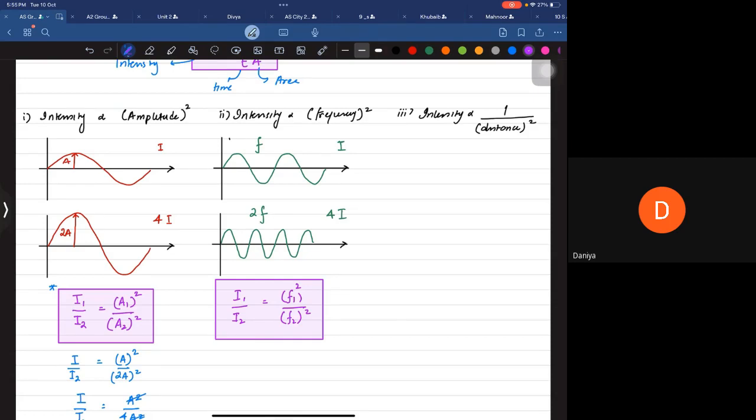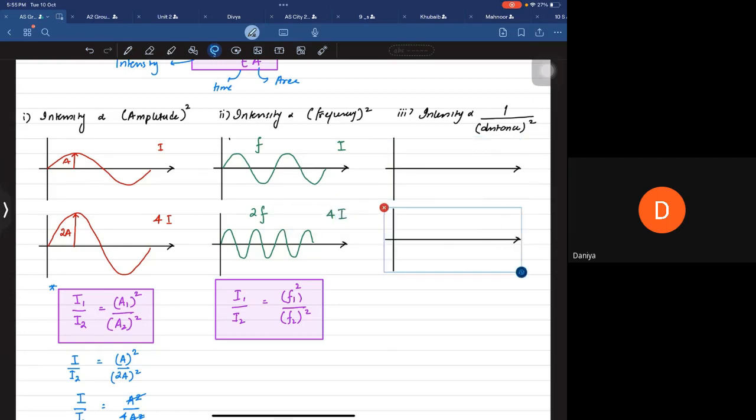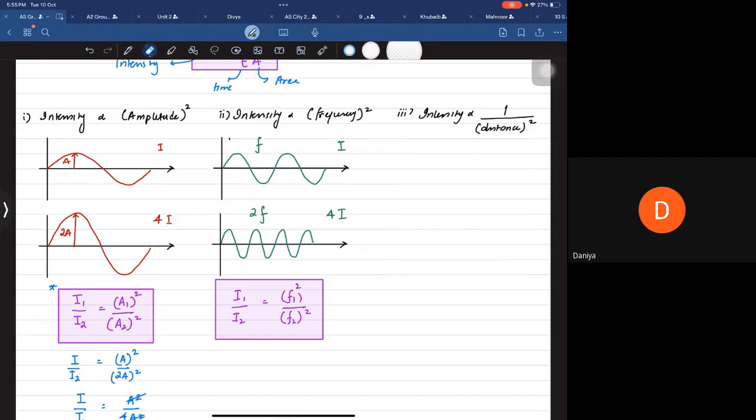The last one is an inverse ratio. So I'm going to show you what it does. Suppose, I'm going to show you this by a diagram, that there is a source of light right here. This source of light is sending light like this, from a single point.